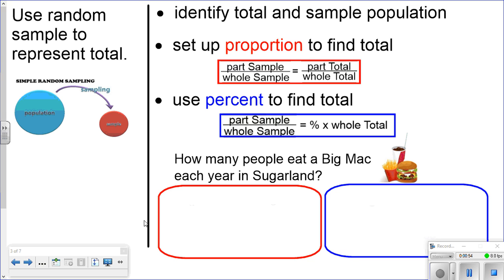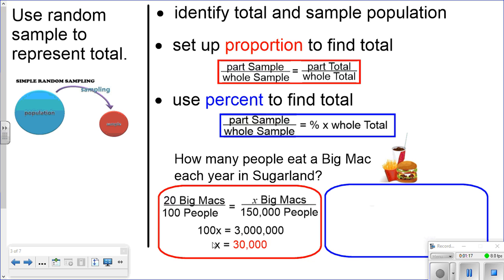So if we had the question, how many people eat a Big Mac in Sugar Land each year, we would first have to get a random sample. So maybe we took 100 people and we asked them if they ate Big Macs, and we found out that 20 people do. Then we want to find out, of the 150,000 people that live in Sugar Land, how many of those people eat Big Macs. So we'll cross multiply. We'll get 100x equals 3 million. Divide both sides by 100, and we would say x equals 30,000. Which means 30,000 people out of the 150,000 that live in Sugar Land eat Big Macs every year.